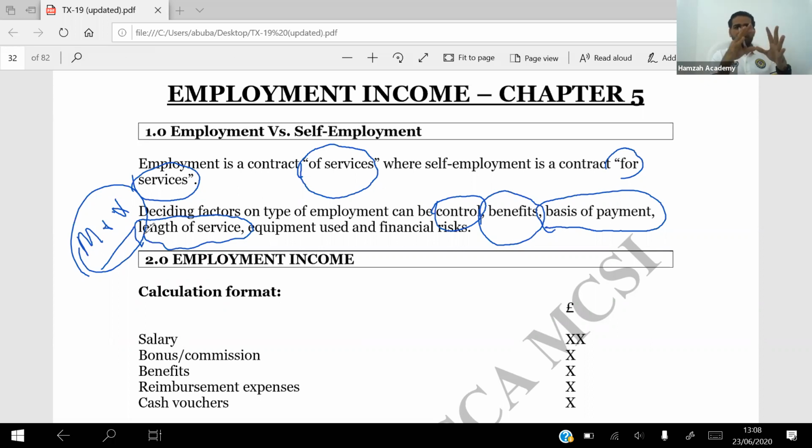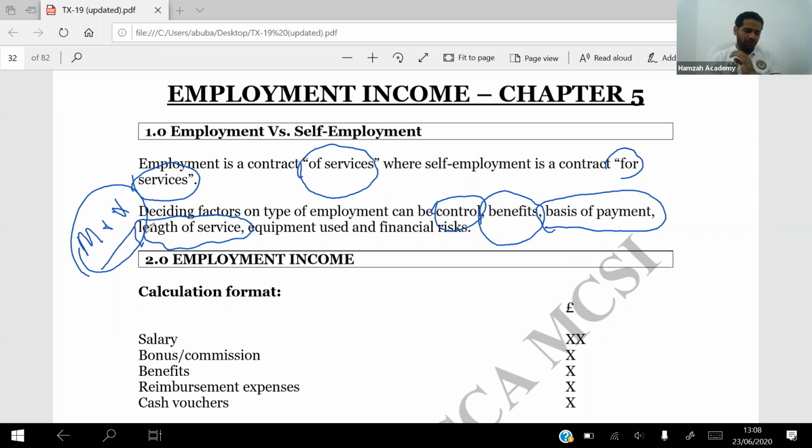So again, I would summarize this thing. In employment, the length of service is normally indefinite, but in self-employment, length of service is up to the end or execution of the project. Once the project is finished, length of service will finish.